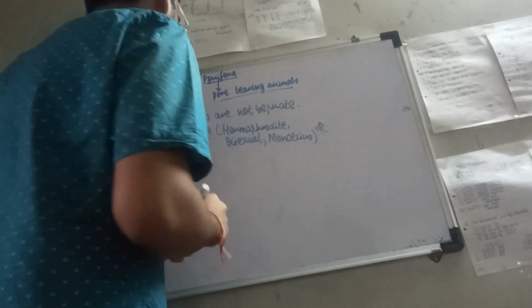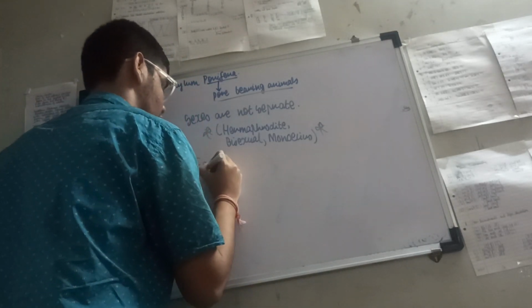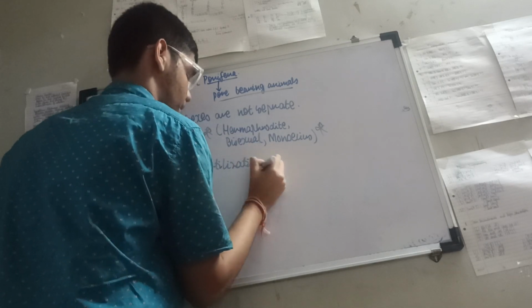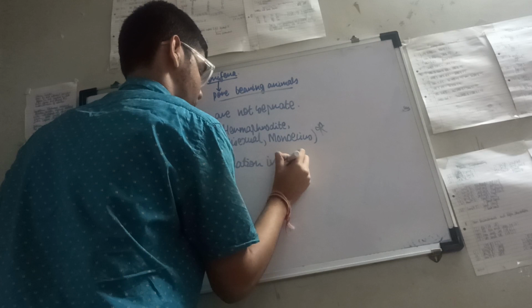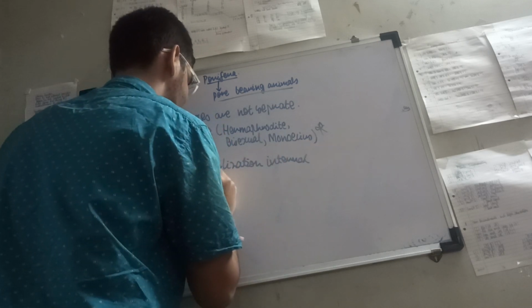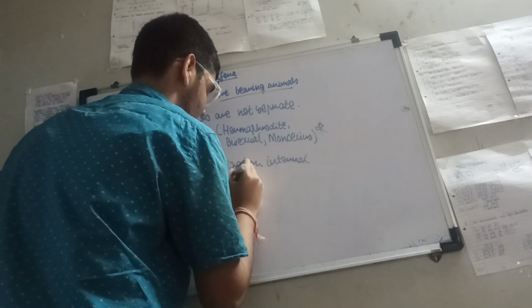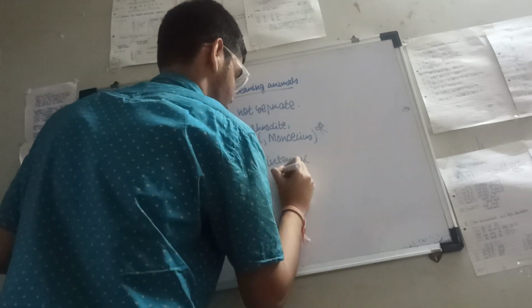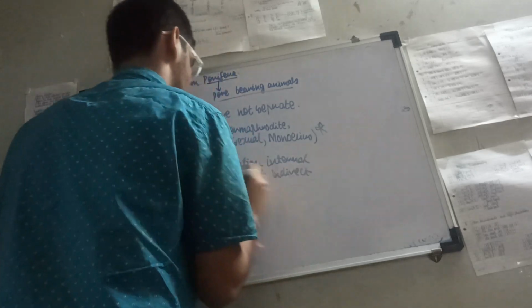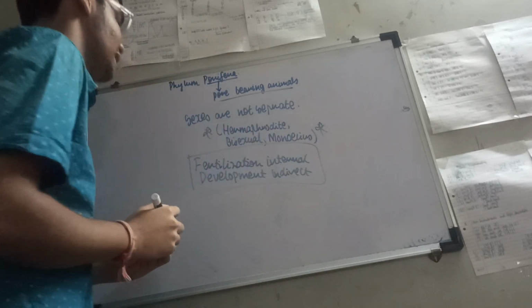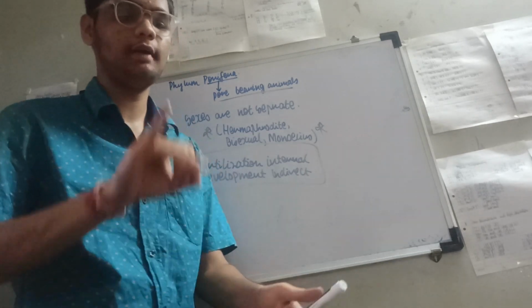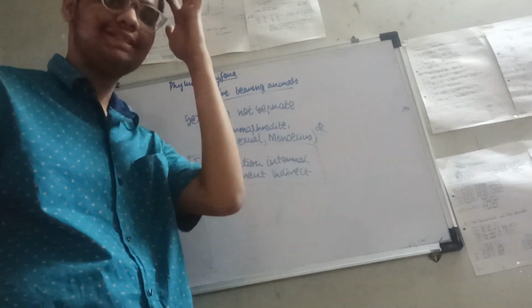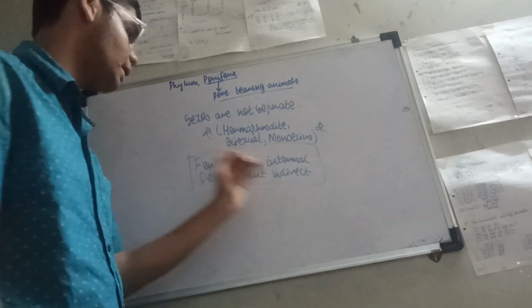And fertilization is internal. And development is indirect. Indirect development is through a larval stage. Very important: sexes are not separate, that is hermaphrodite, bisexual, or monoecious. Fertilization is internal, development is indirect.